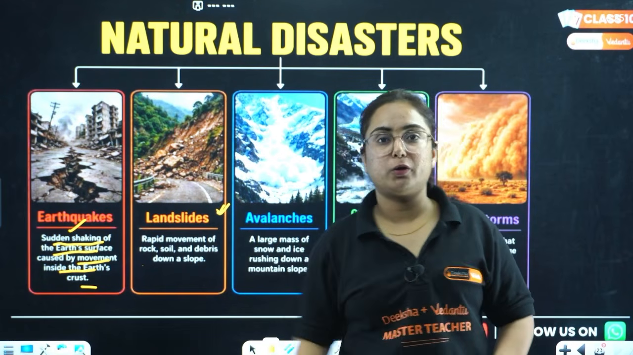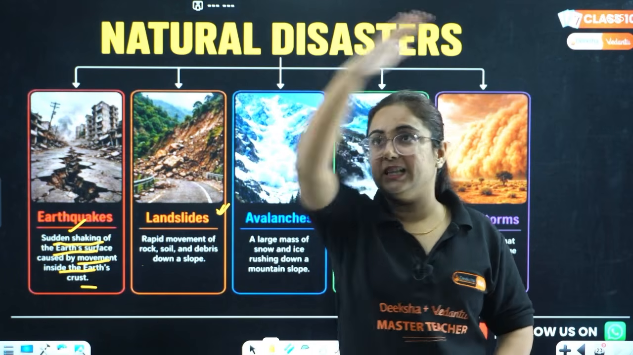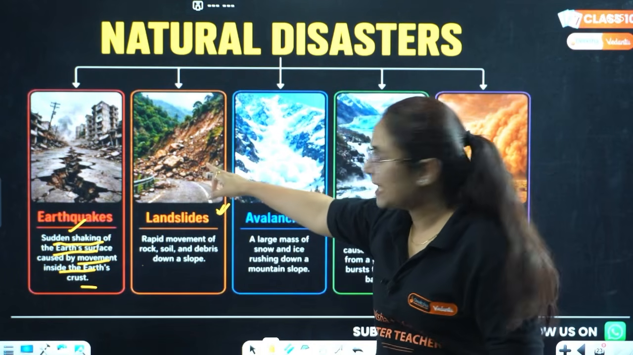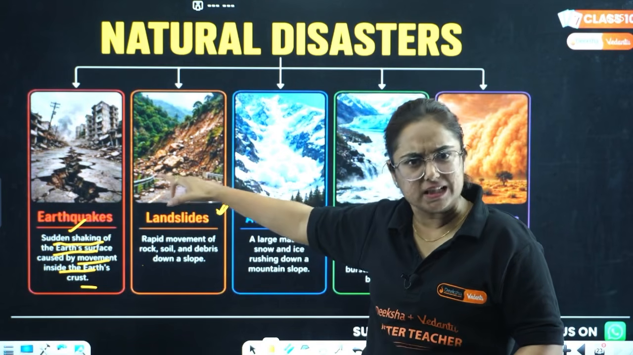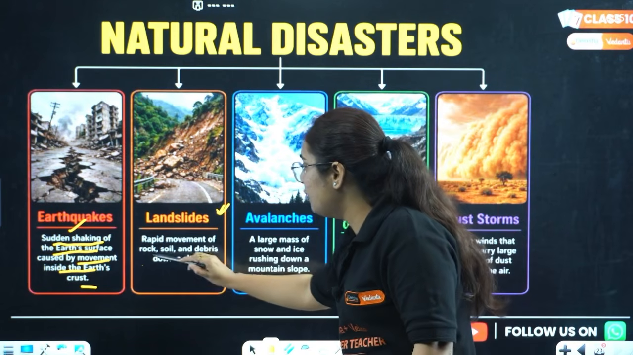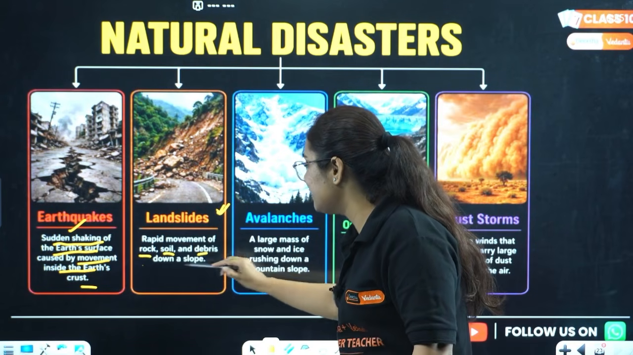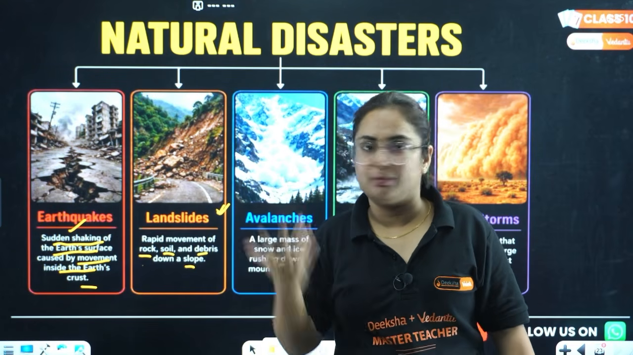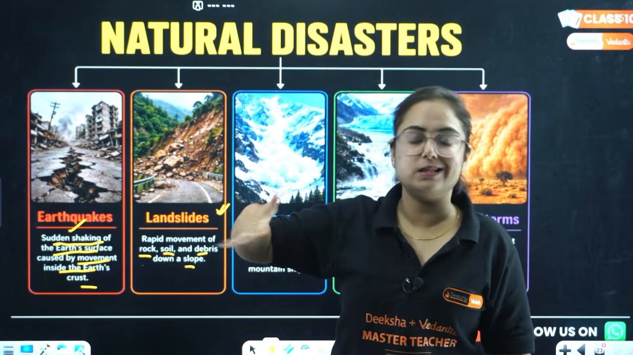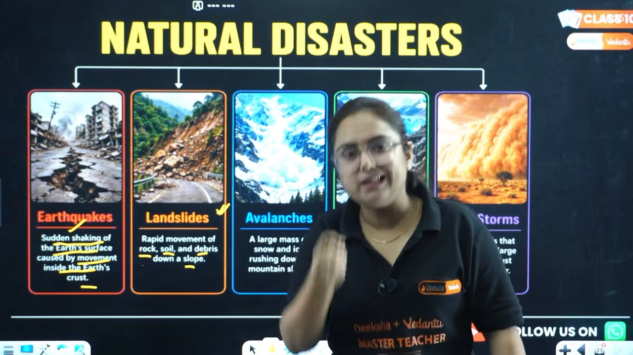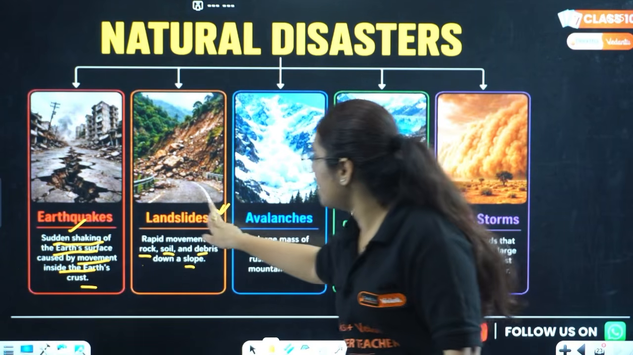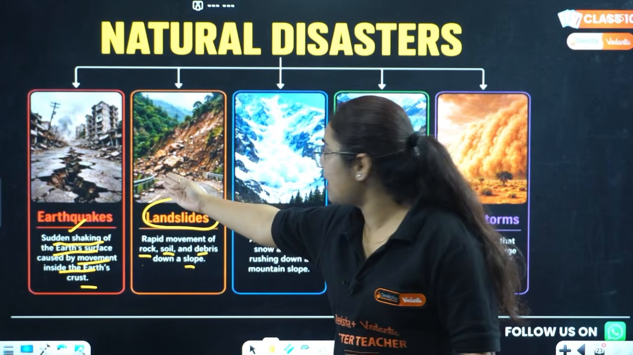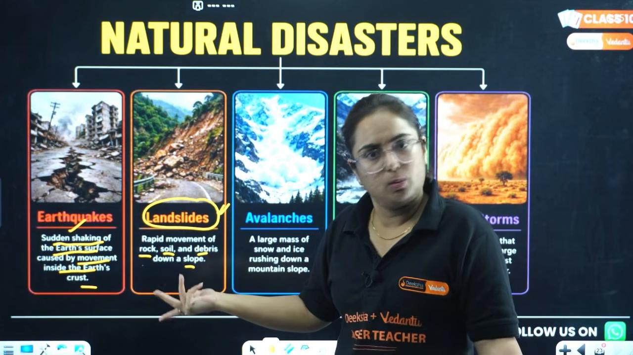Okay, then we know landslides. Majority of times when we go to the Himalayan region, Himachal Pradesh and all that, when there is a lot of rainfall, we see in those mountains that land just slides down. Have you seen that? Yes, we have seen that, right? So it is the rapid movement of rock, soil and debris down the slope. It also happens because of any disruption under the earth's surface, and that is known as a landslide. This is a natural disaster. If someone is traveling on the road, it can be dangerous.